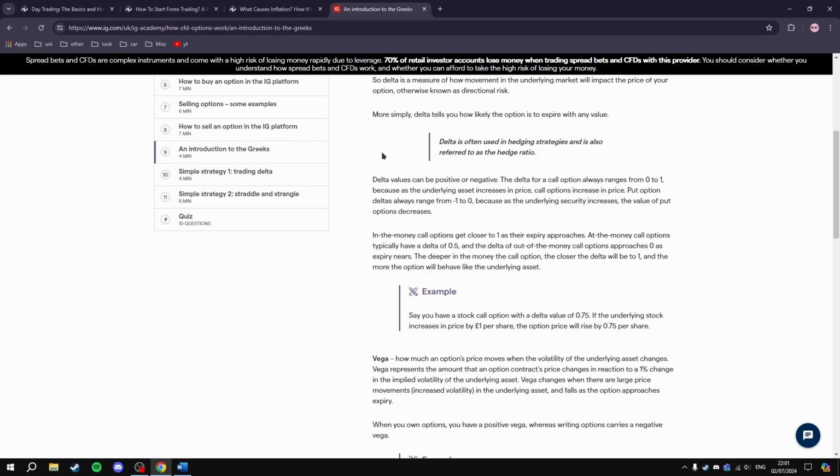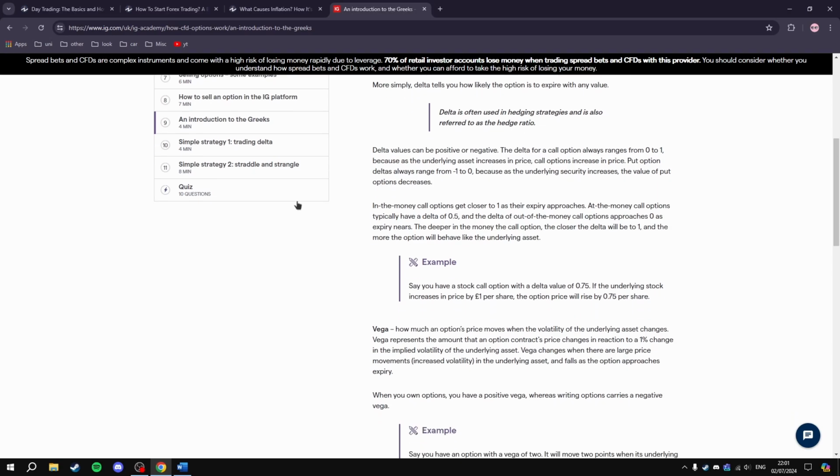Delta values can either be positive or negative. Delta for a call option always ranges from 0 to 1 because as the underlying asset increases in price, the call options also increase in price. Put option deltas always range from -1 to 0 because as the underlying security increases, the value of the put option decreases. In the money call options get closer to 1 as their expiry approaches. At the money call options typically have a delta of 0.5, and the delta of out of the money call options approaches 0 as the expiry nears. The deeper in the money a call option, the closer the delta will be to 1, and the more the option will behave like the underlying asset.